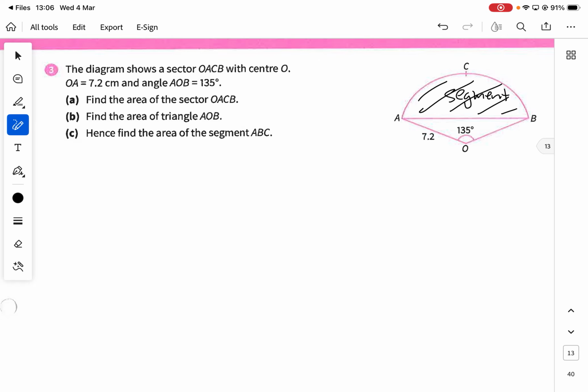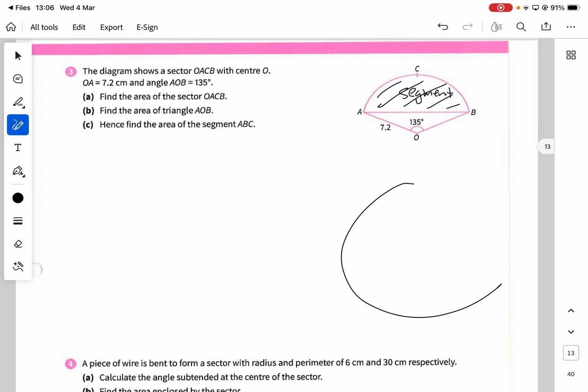Okay? It is just a naming. Don't worry too much. It's more important you know your sector. If you know your sector, it is more important. So this one is just the naming. Know the naming can already. So how do we find? First, the area of sector OACB. Sector area you all should know already. Wait. Finish this one first.